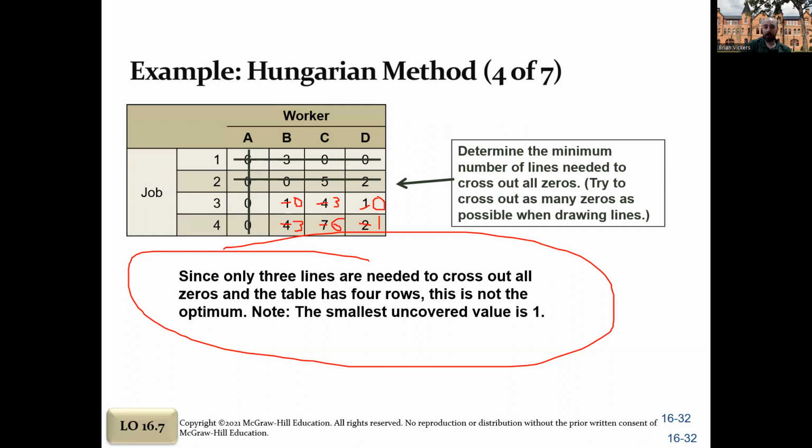Anywhere where my lines intersected, I have to add 1 to those numbers. You just do. So the lines intersected here and here. This was a 0, it becomes 1. This was a 6, it becomes 7. Yep. So here's what we're left with.